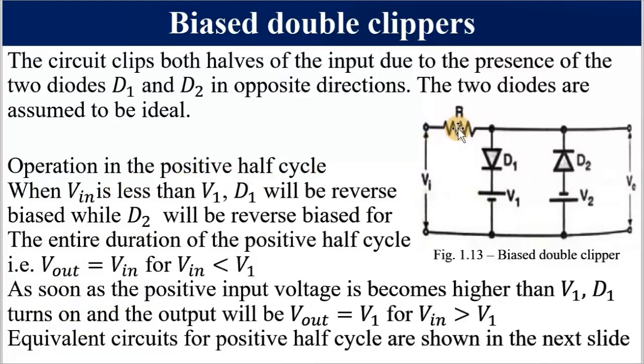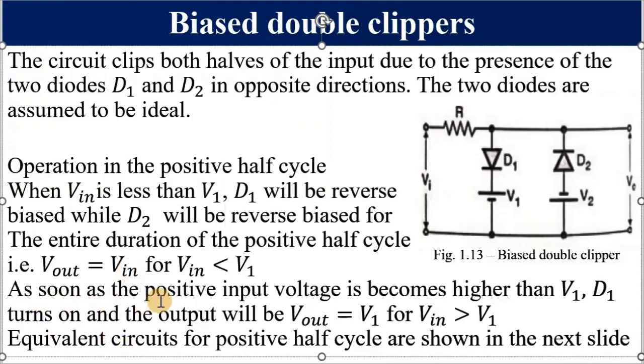The positive half cycle must turn this diode on, but it also turns this diode off because of the cathode, which is facing upwards. But our V in is less than V1. When V in is less than V1, it means this diode is reverse biased. The same applies with this diode. So our V out will not be the voltage due to D1 or D2, but it will be due to the supply voltage. Hence, we are saying V out is equal to V in.